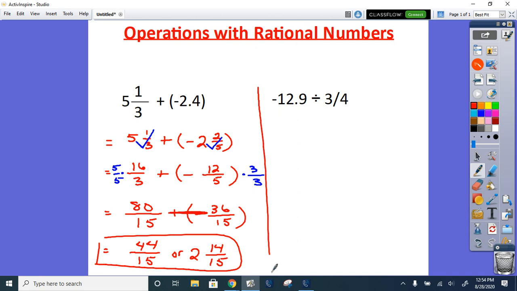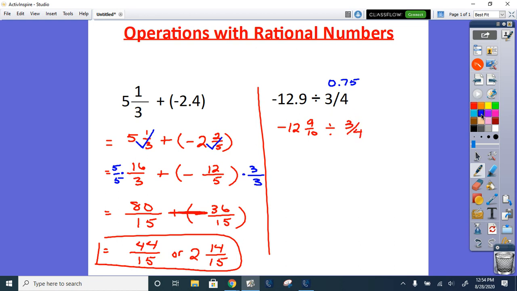Same thing is true with multiplication and division over here. So now I ask myself, terminating or repeating decimal, and this is up to you. If I look at 3/4, that's 0.75. So I could work with both of these being decimals, okay? Depending on your comfortability with it, you can make them both decimals and then divide, or you can make them both fractions and then divide. I'm going to choose to actually make them both fractions, so I'm going to make this negative 12 and 9/10, and I'm going to divide that by 3/4. You'll see why I do that in a minute, okay?